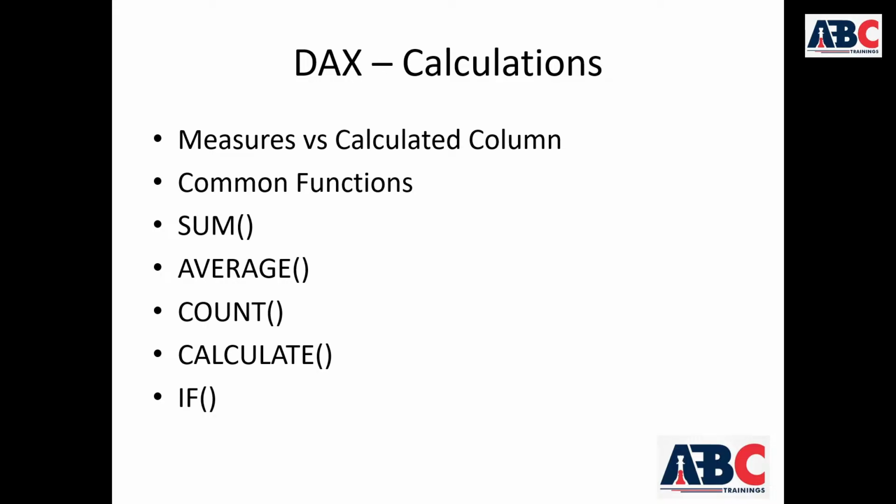Measures versus calculated columns. In Power BI, DAX is mainly used in two ways. First, calculated columns. Calculated columns are calculated row by row. They are stored in the data model, used when logic is required at a row level. For example, creating a column to classify sales as high or low.